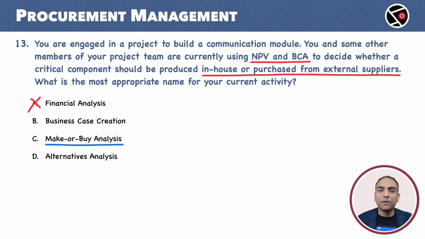We drop A. B. Business case creation. Business case creation is all about establishing the value of a project or a deal in general. In this case, we are trying to establish the value of two choices: make in house or buy. There is some connect, but still C is a better option. We drop B too. D. Alternatives analysis. Yes, we are comparing alternatives. But for the given scenario, make or buy is still the most appropriate name of the current activity. C is our choice.